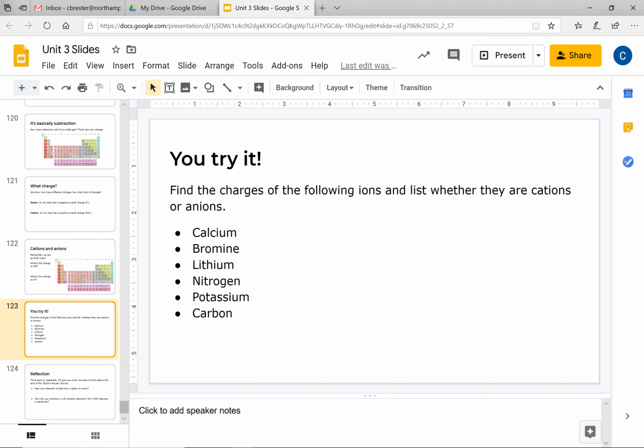So again, calcium 2 plus, bromine 1 minus, lithium 1 plus, nitrogen 3 minus, potassium 1 plus, carbon can be either 4 plus or 4 minus. And then you should know, looking at the charges here, and you can look back at this slide, which ones are anions, which ones are cations.